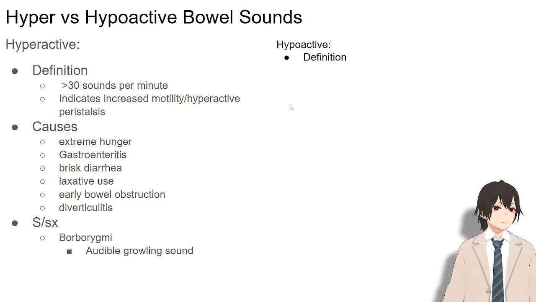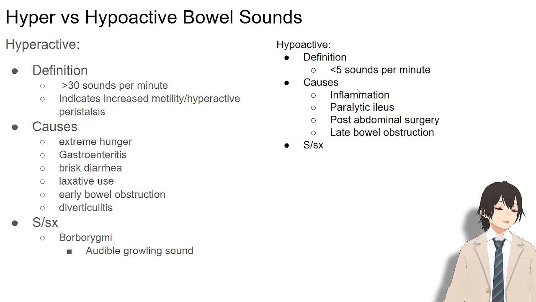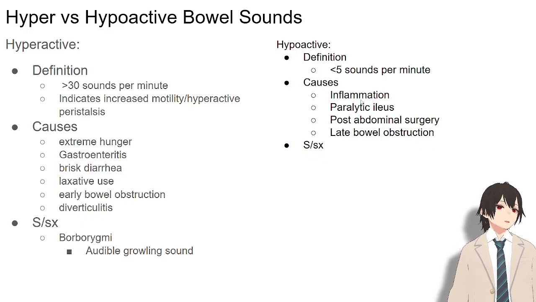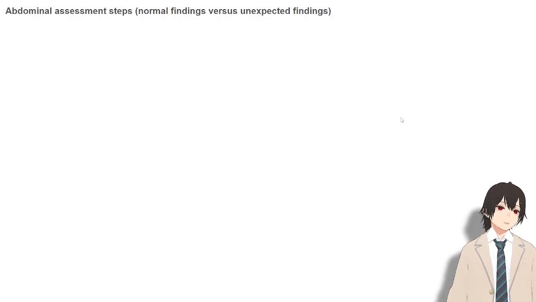Hypoactive, on the other hand, is less than 5 sounds per minute in that one quadrant. These are usually all pathological and not great, because it's something that's not normal in your bowel, something's stopping the activity of your bowel. And then you should hear just decreased gut sounds, right? You don't hear the growling. You still hear like the churning and the tinkling, but like it's not as drastic as it normally is.